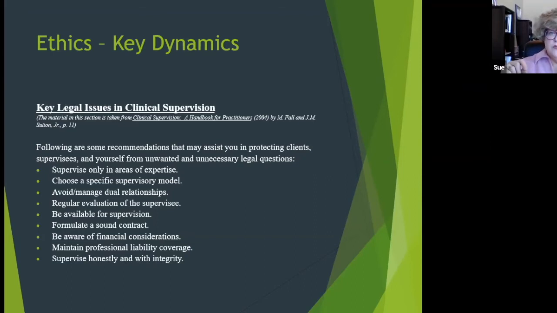Along those lines, I also want to talk about viewpoint of supervision. And what I mean by that is, 20 plus years ago, when I was going through my doctoral program, I feel very fortunate that I had a program that had a class in clinical supervision, and we were actually able to supervise as part of that. But I know many of my friends that went to different programs didn't have that.